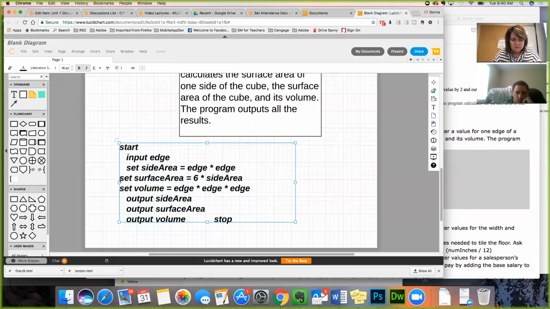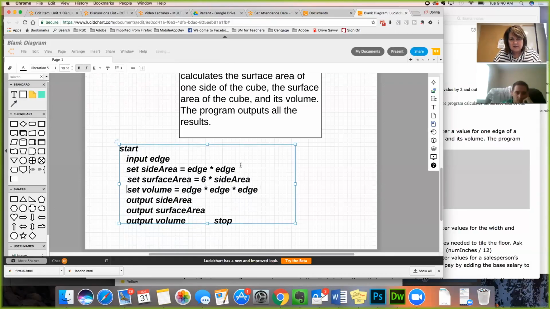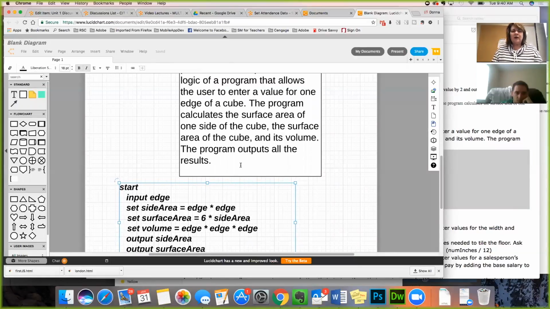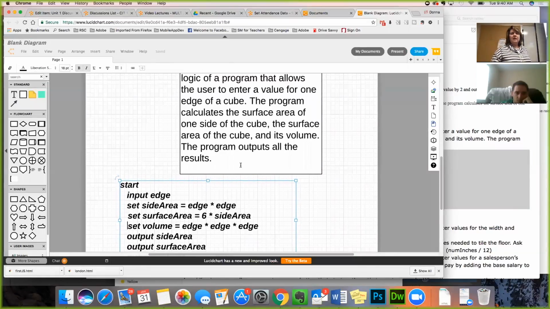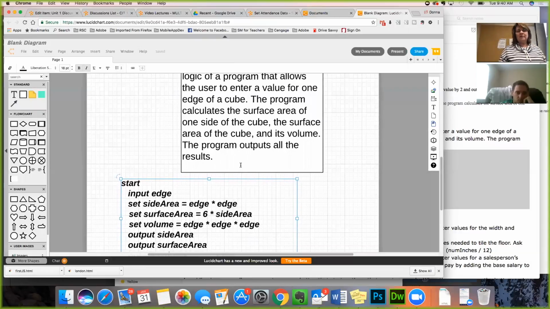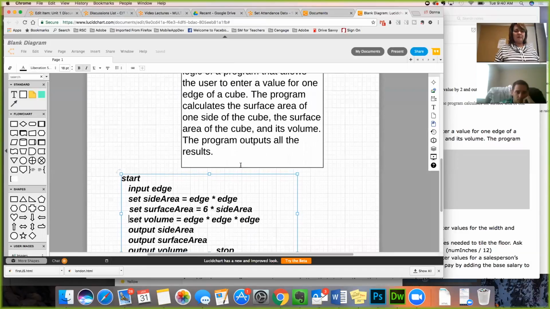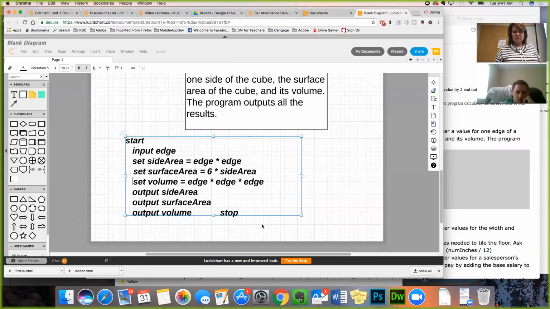So what this one should have done, it asks you to calculate the surface area. Well, ask the user to enter a value for one edge of a cube, and the program is to calculate the surface area of one side of the cube and the surface area of the cube and its volume. So there'll be 3 calculations, right? Looking at it, there'll be 1 input, 3 calculations, and 3 output.